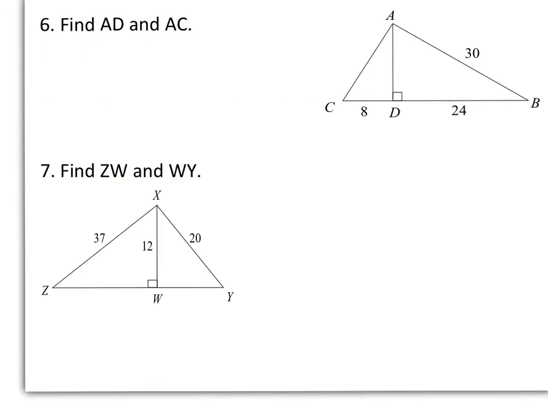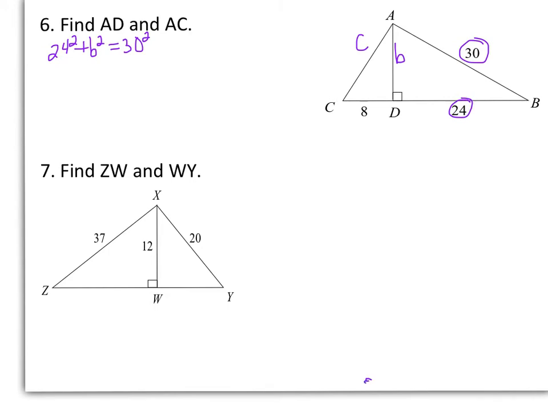In number 6, we want to find the length of AD and AC. I'm going to call AD B and AC C. So AD is part of our triangle on the right and our triangle on the left. Now the triangle on the right, I know my hypotenuse and one leg, so I'm going to use those numbers to solve for AD, which we're going to call B. So using our leg of 24 and a hypotenuse of 30, I can say 24 squared plus B squared equals 30 squared.